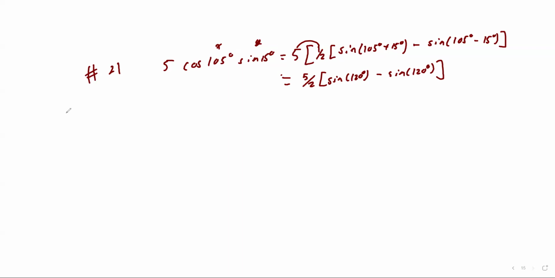And for starters, 105 minus 15 is not 120. That would be 90 degrees. So again, we're just going to leave it like that. We don't have to work it out any further than that. All right, so the next one we need to look at is number 23. So this is going to be sine of x plus y times sine of x minus y. All right, so again, this right here is your x and this is your y.